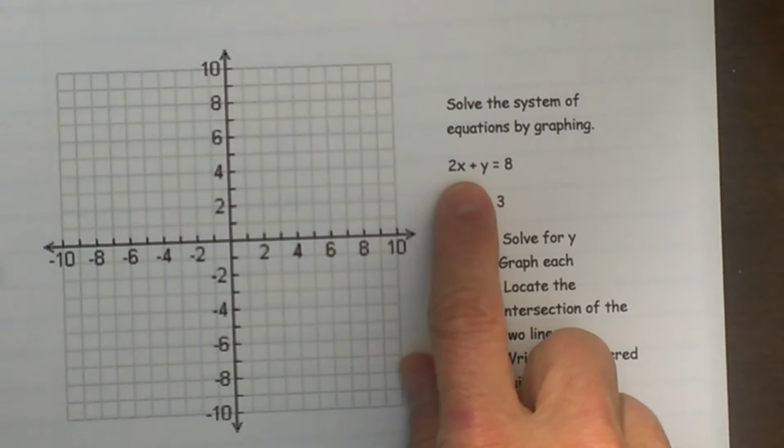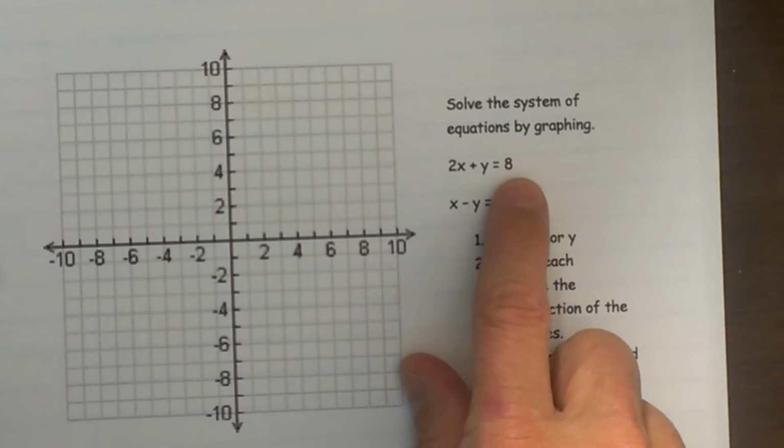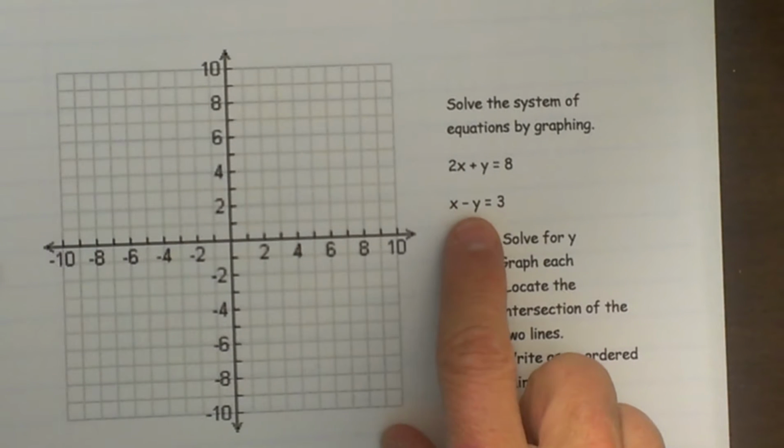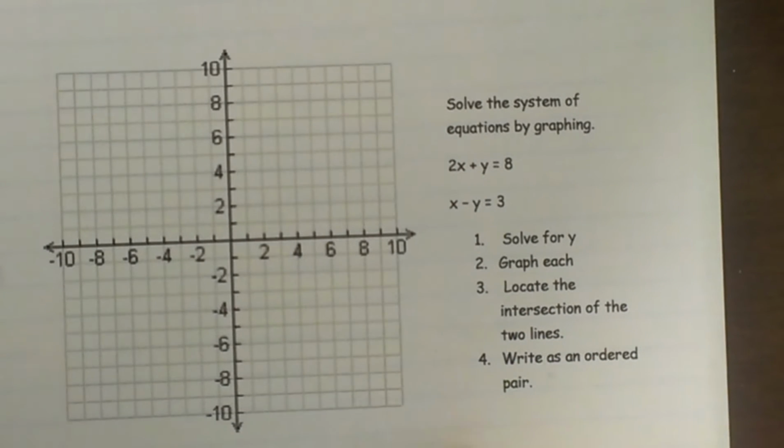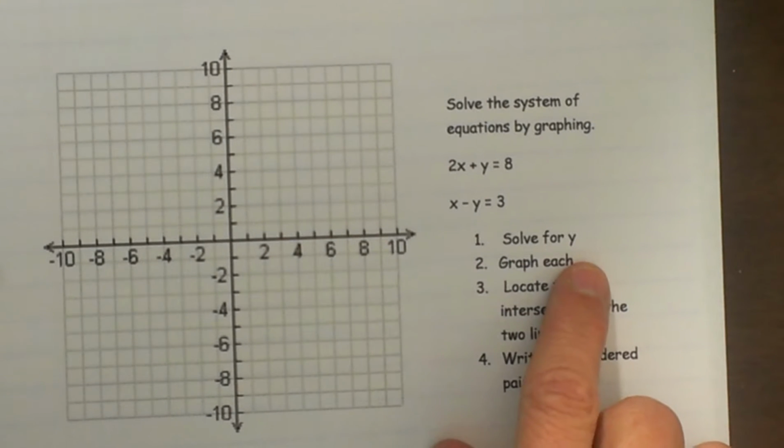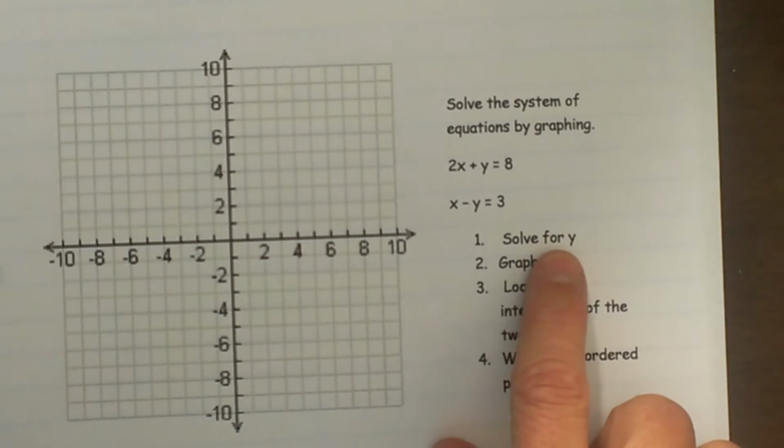Okay, the first equation we have is 2x plus y is equal to 8, and the other one is x minus y is equal to 3. So we've got some steps laid out for us. What we need to do first is solve for y. We need to get the equation in y-intercept form to make it easy to graph.